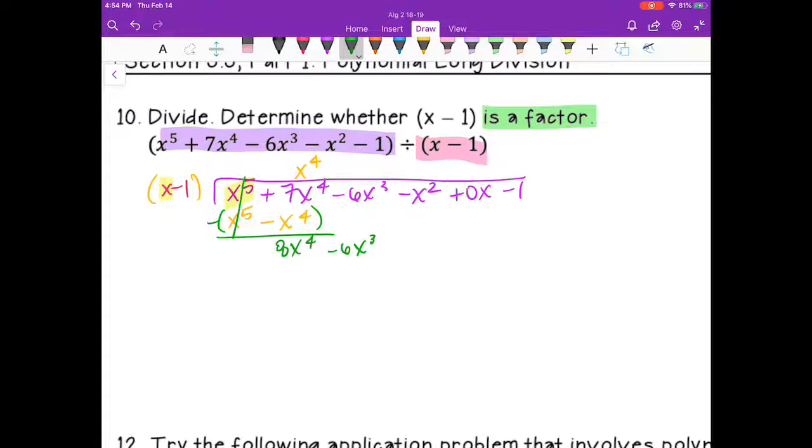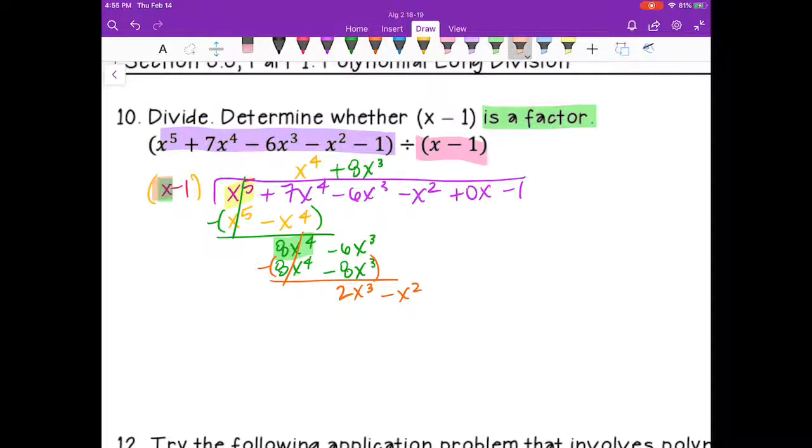Now what do I have to multiply x by in order to get 8x to the 4th? I need to multiply by 8x cubed. 8x cubed times x gets me 8x to the 4th. 8x cubed times -1 gets me minus 8x cubed. And I subtract: 8x to the 4th minus 8x to the 4th, they're gone. Negative 6x cubed minus negative 8x cubed, that's plus 8x cubed. So I have a positive 2x cubed. And then I bring down that minus x squared.